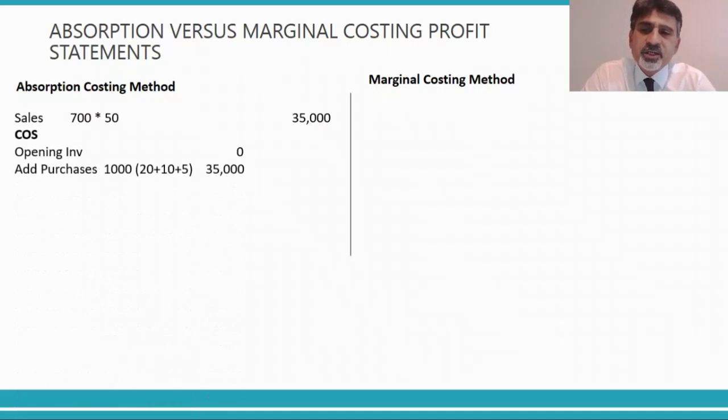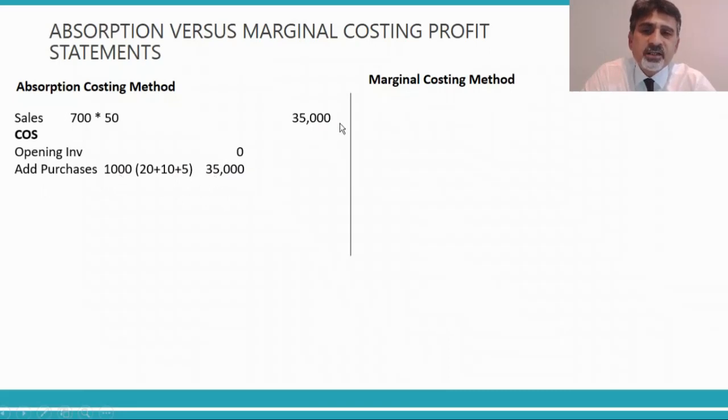Add purchases. This is the formula for cost of sales: opening inventory plus purchases minus closing inventory. So in this case, our purchases are our production, which is 1,000 units. And each unit cost is material, labor, and fixed overhead: 20 plus 10 plus 5. So it makes 35. So $35,000 we incurred in production. But this is the cost for 1,000 units.